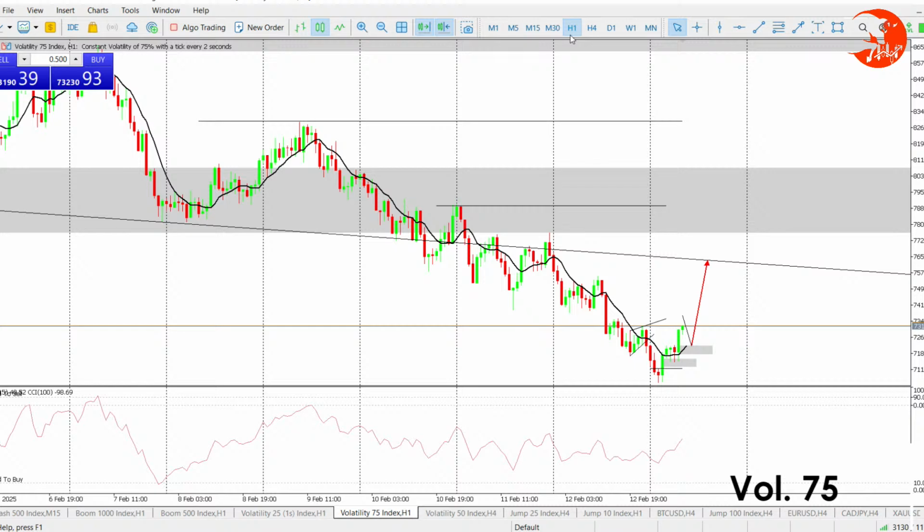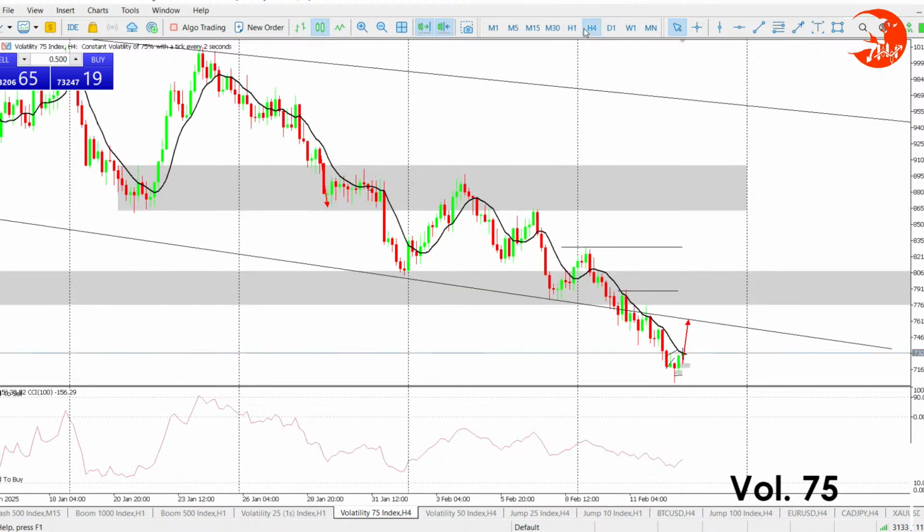H1, yeah, we are still looking for buys. H1, H4, same thing. Oh yeah, H4 are sells according to CCI. So it means this move will come in to probably give us this kind of level there.